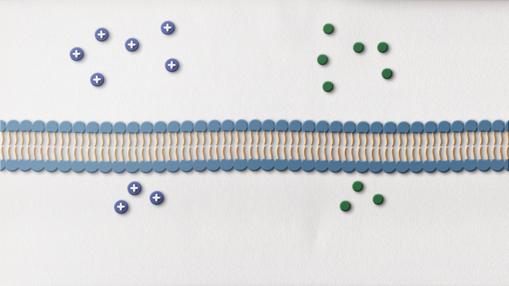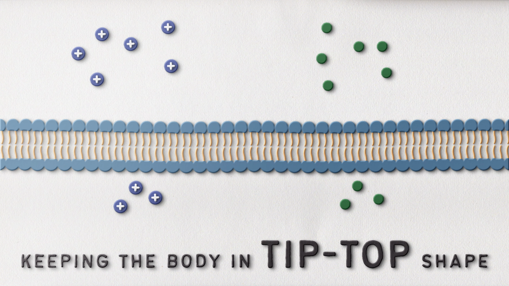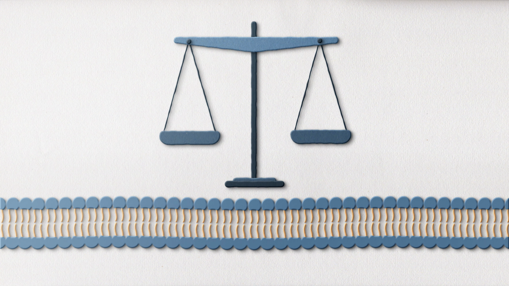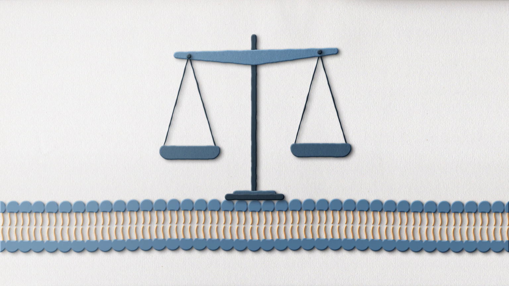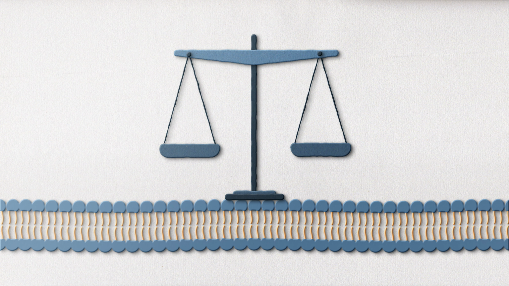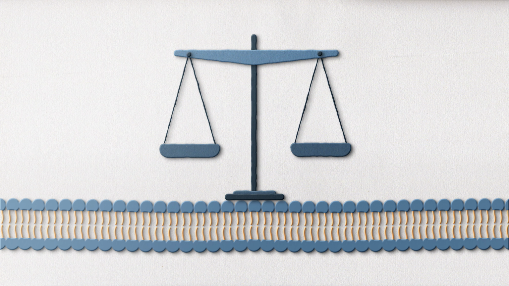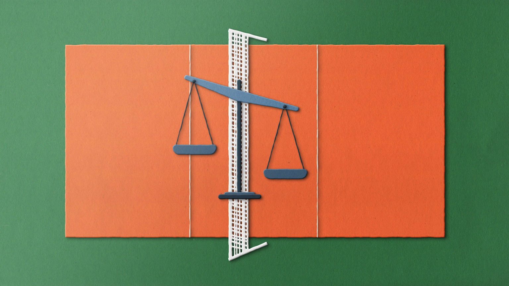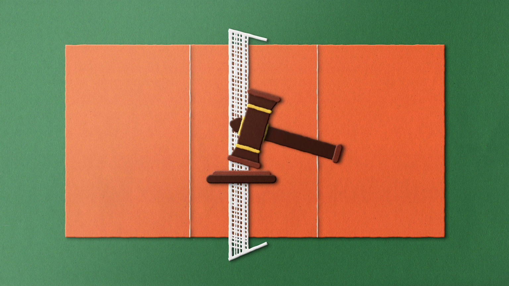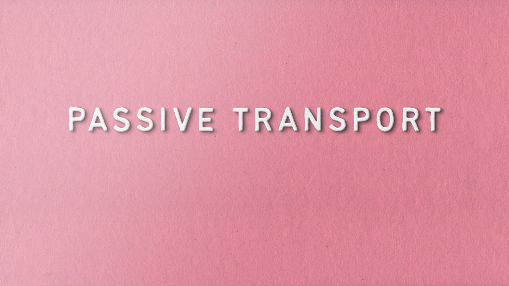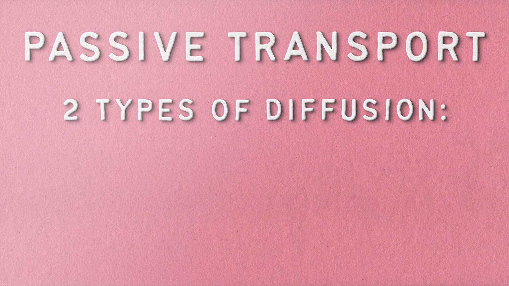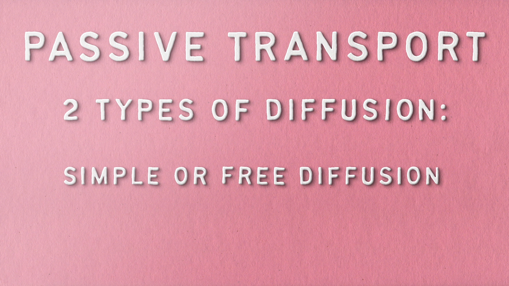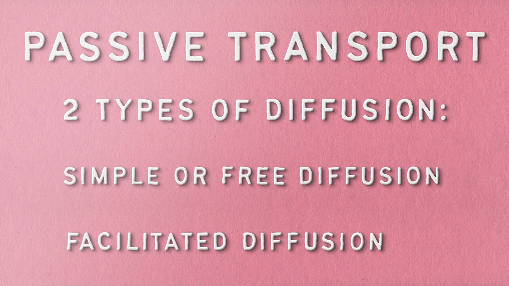Diffusion is super important for keeping the body in tip-top shape. If we didn't have diffusion, we wouldn't be able to maintain optimal concentrations of various molecules and ions in the body. Our volleyball team would constantly be imbalanced, and we'd always have to forfeit our games. When talking about passive transport, there are two types of diffusion that can happen: simple or free diffusion and facilitated diffusion. Let's start with a simple one.